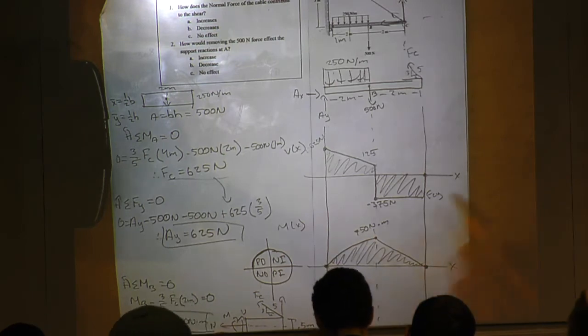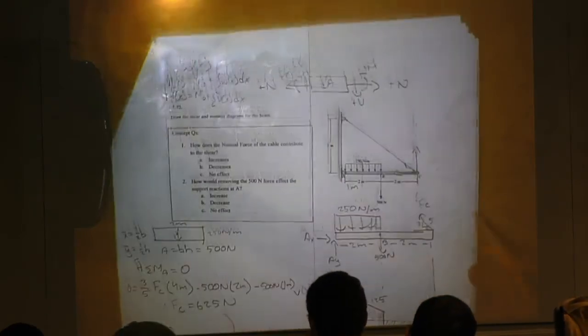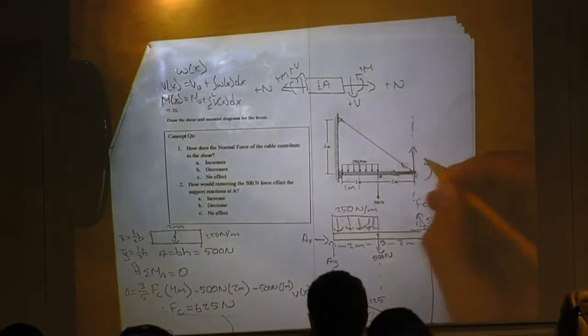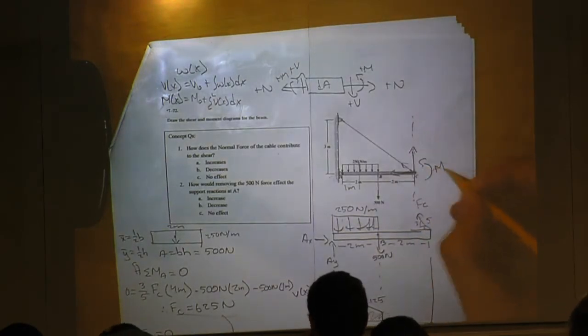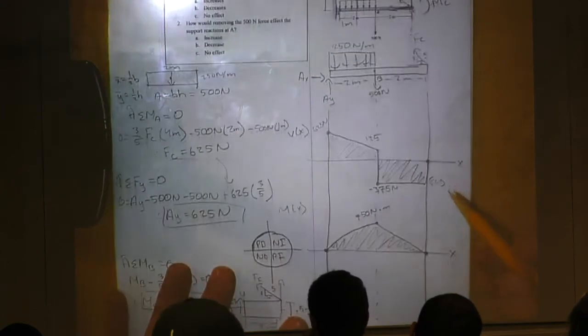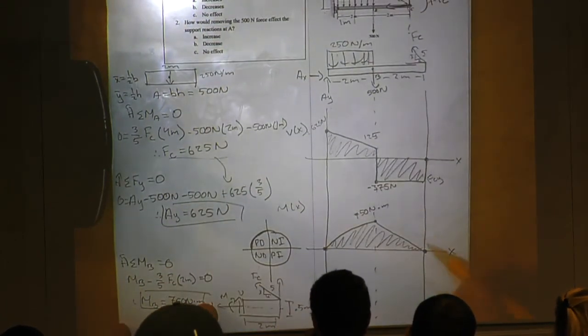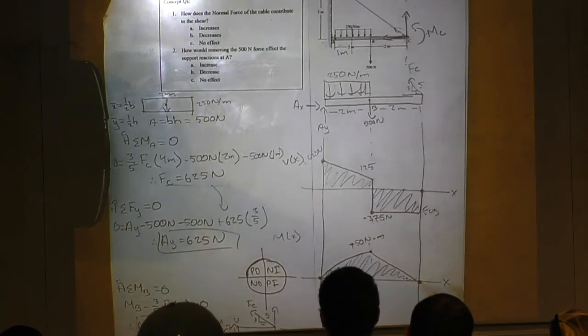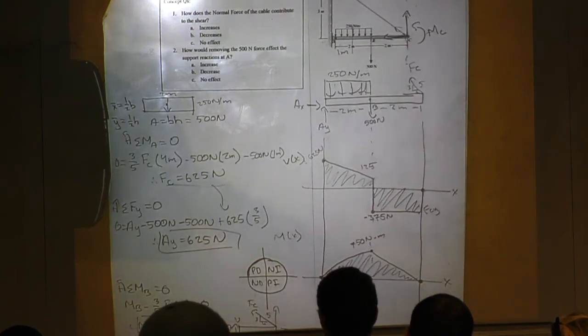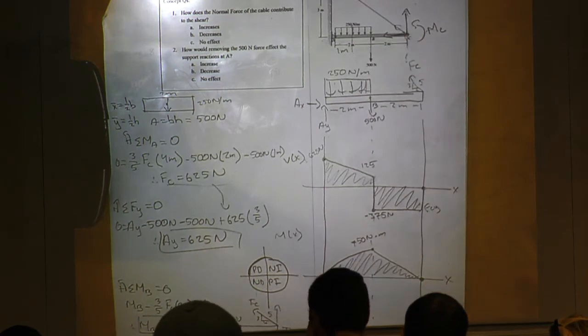The only time it wouldn't end at 0 is if they had given you some final moment here, moment C. Then whatever your value would be would be included in this diagram, and you'd have to include that moment at C. But it's usually going to end at 0 because this is statics, that's equilibrium, no acceleration, so we're going to end up at 0 in equilibrium.